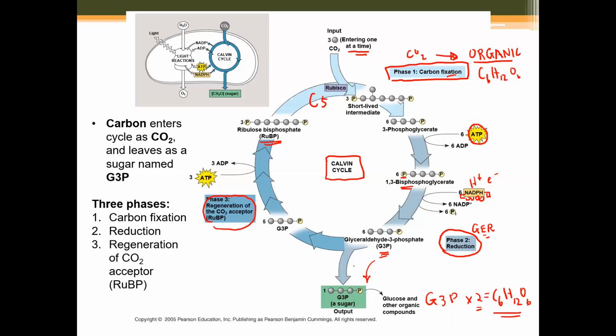Because if it all just stopped here, then we wouldn't have any material anymore to combine with the carbon dioxides that are coming in from the leaf. There they are right there. So that's why we need to regenerate this 5-carbon sugar called RuBP.